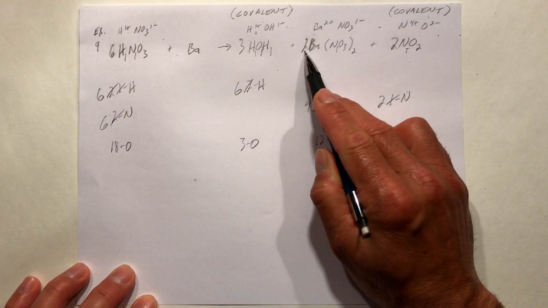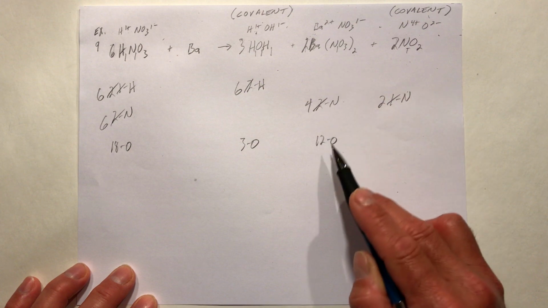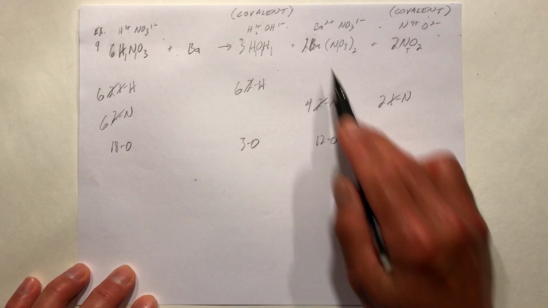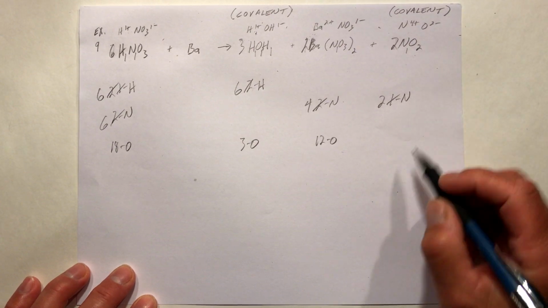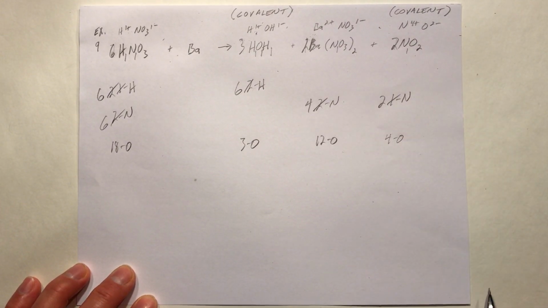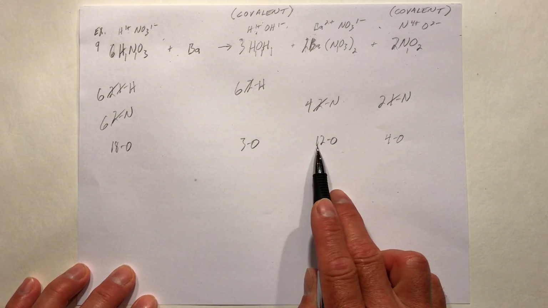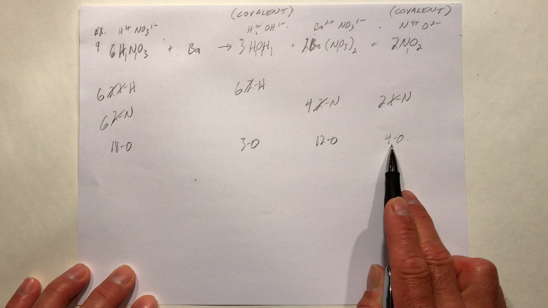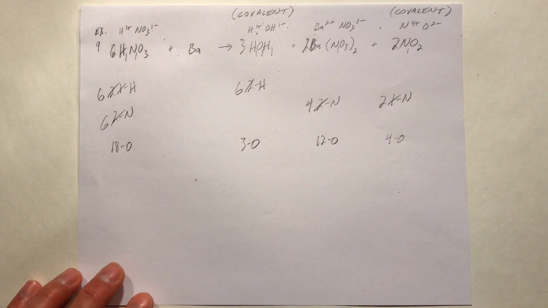Let's count that again. 2 coefficient times 2 outside parentheses is 4. 4 times 3 is 12. So 12 O's from the barium nitrate. And 2 times 2 is 4 more O's from the nitrogen dioxide. So this totals out to be 3 plus 12 is 15. 15 plus 4 is 19. Unfortunately, 19 O's doesn't equal 18 O's.